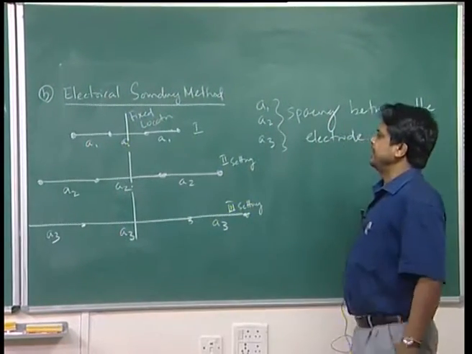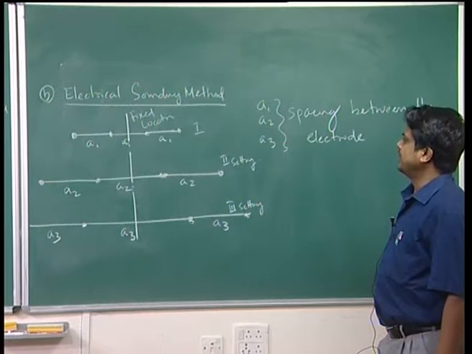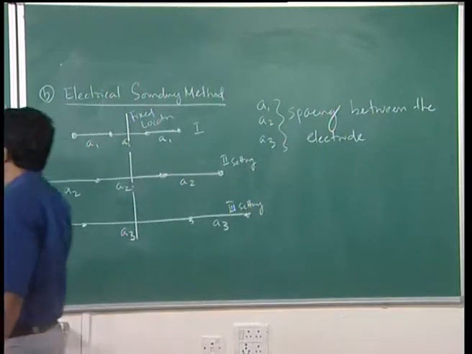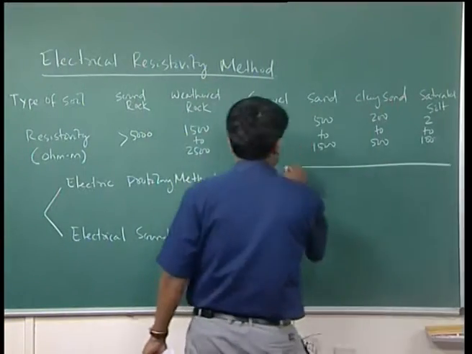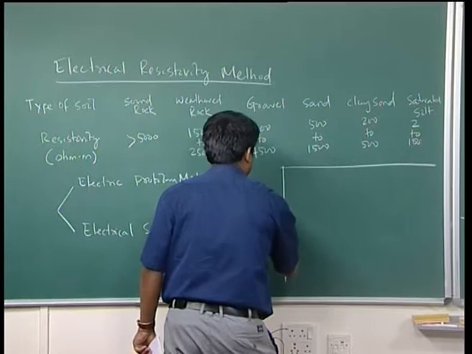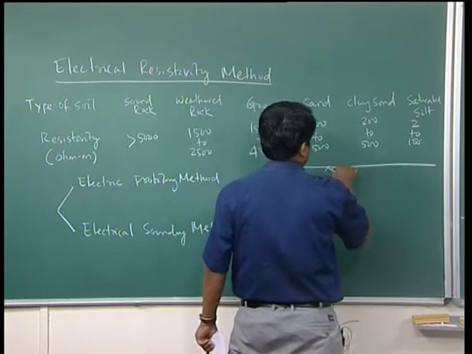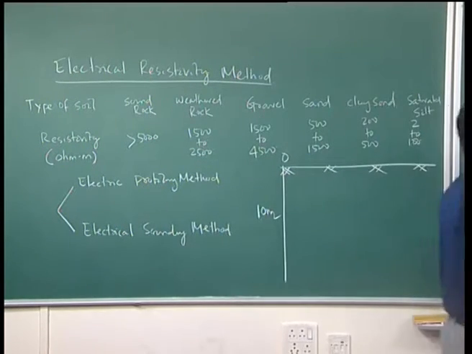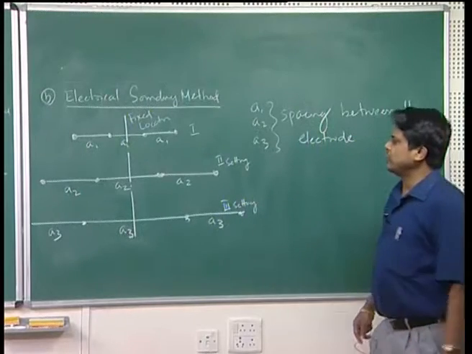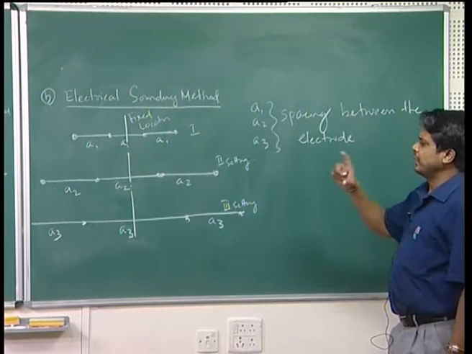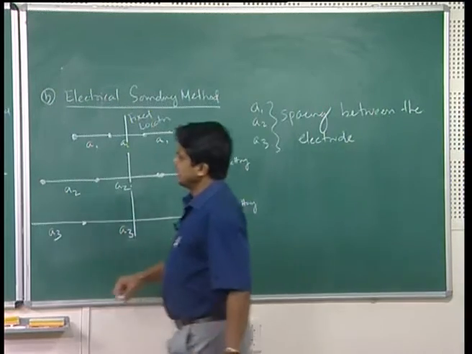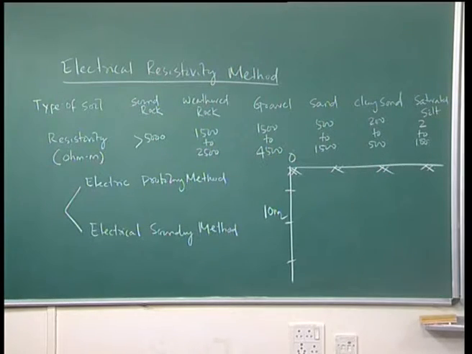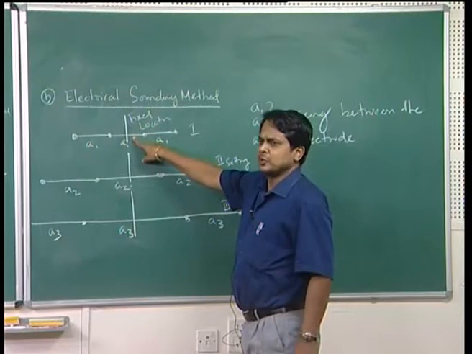You can vary the spacing between the electrodes so that you can reach up to the depth of exploration. Suppose this is my range, where the depth of exploration has to be taken up to 10 meter from the ground surface, 0 to 10 meter. Suppose in 0 to 10 meter you are carrying out subsoil exploration. So, let us say every 2 meter interval.